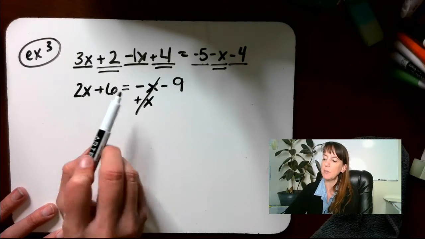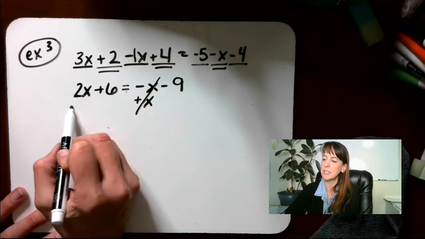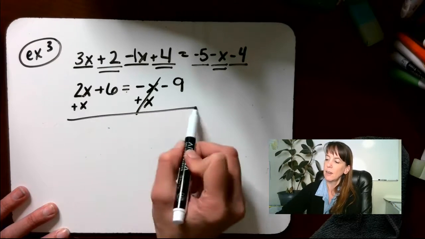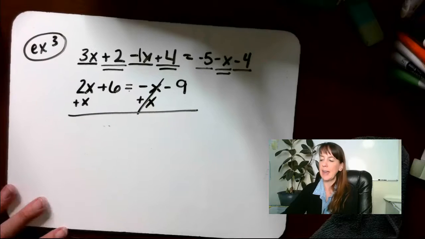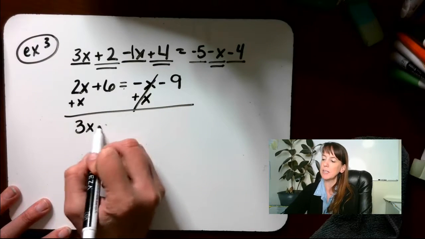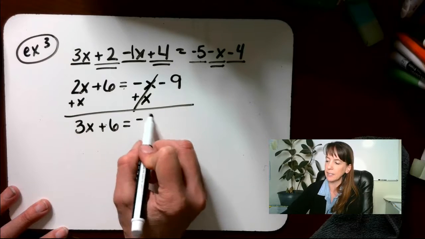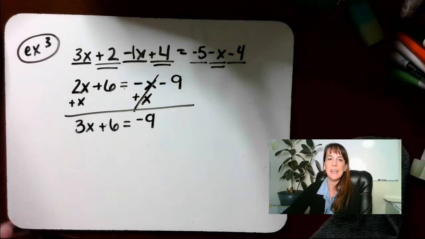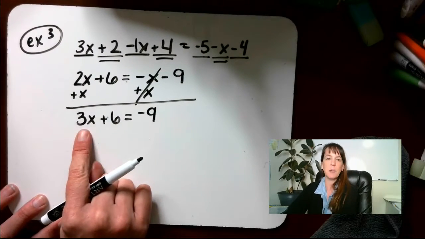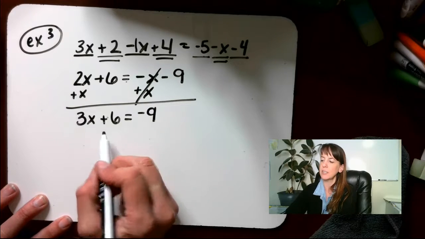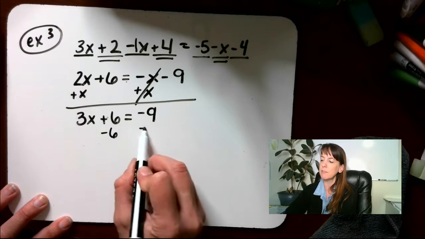These guys cancel out, but what I do to one side of the equal sign, I have to do to the other. All right, so 2x and x is 3x plus 6 equals. Now be very careful here. Do not forget your negative sign. It's negative 9. Now we want to get this chunk by itself, which means we need to move this chunk to the other side. To do that, we're going to do the inverse.